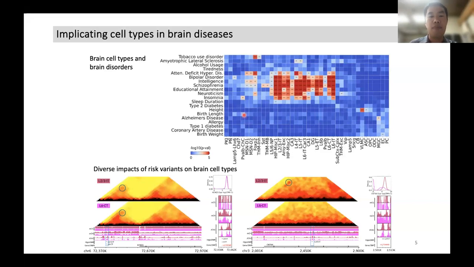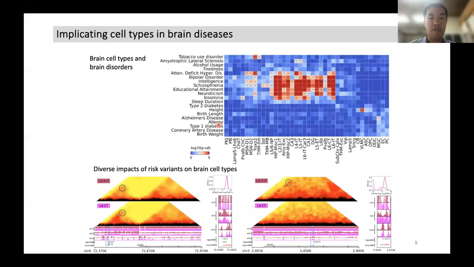This cell type specific cis-regulatory element also can provide more insights to our understanding of brain disorders by comparing our results with previous GWAS results. We can identify the implication of brain cell types in brain disorders. So for example, we found that microglia is more implicated in Alzheimer's disease, and the cell types from basal ganglia are more related to tobacco use disorders.